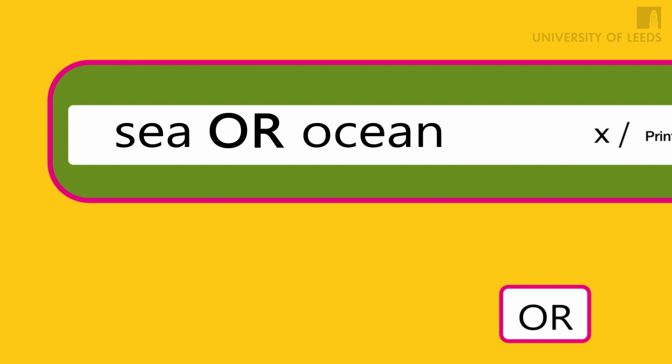Our second operator is OR. In contrast, OR increases the number of results. Use it to include synonyms, words that have the same or similar meanings. For example, sea OR ocean will find items containing either of these words. Without using OR, you may miss articles in which, for example, the word ocean is used instead of the word sea.